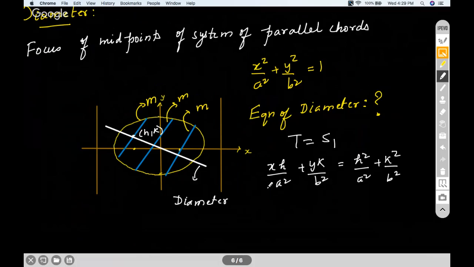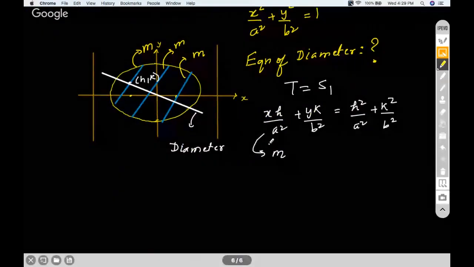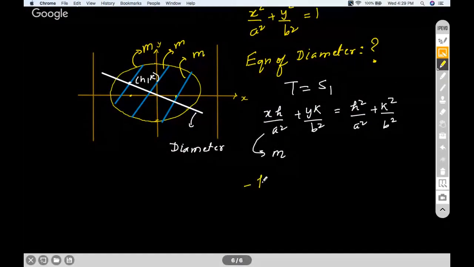Now this chord is having a slope of m. Right? So let us write down the expression for the slope of this. Slope of this will be minus h by a square divided by k by b square. So this will be your slope. Right? And that's it. That's what we wanted.